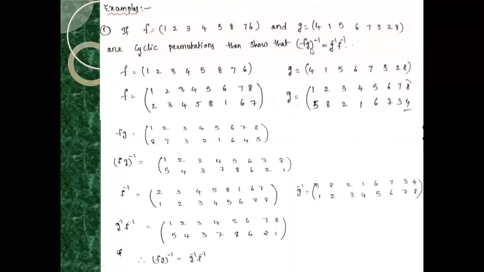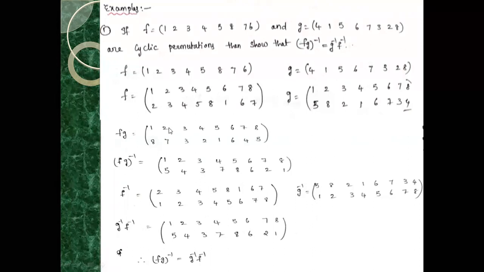So we have to find the LHS, in that, FG. First we consider G. We write the first row of G: 1, 2, 3, 4, 5, 6, 7, 8. Now we compare the images of G in F. In G, 1 is mapped to 5, so 5 is compared in F. In F, 5 is mapped to 8. So the value is 8.